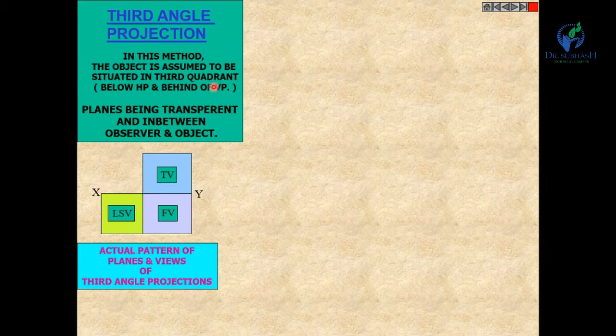Now the third angle projection method. In the third angle projection method, the object is assumed to be situated in the third quadrant, that means below HP and behind VP. Here you have to remember that the planes are assumed to be transparent. In this method we assume the plane is transparent and in between the observer and the object. So here the plane is in between the observer and the object.